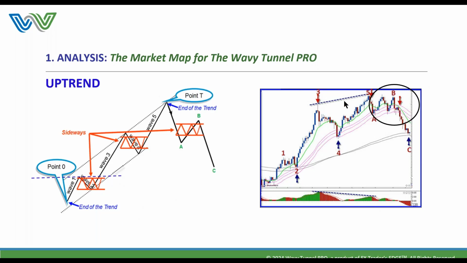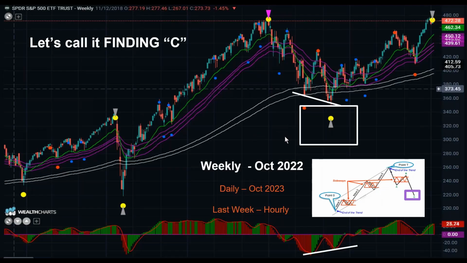This is the Wavy Tunnel Pro setup, and this is the end of wave C. And this is where we are in many of the ETFs right now, but I'm going to show you. So now getting back to the weekly SPY, let's call it Finding C, from October 2022. This is our indicator suite on the charts, and this told us that we were at a market bottom right here. So looking at the 8-wave market cycle, we have point C.